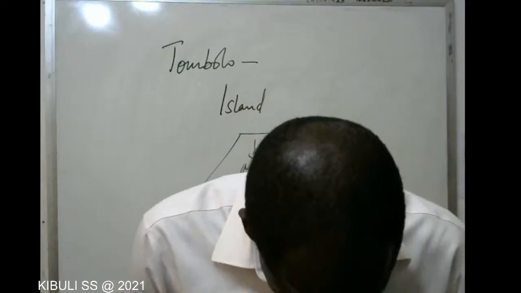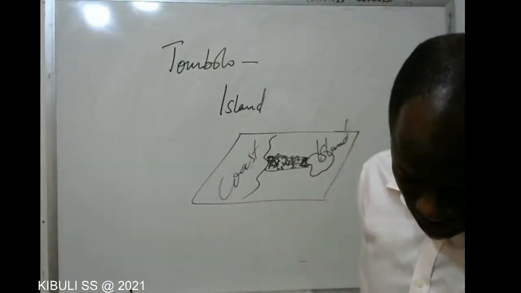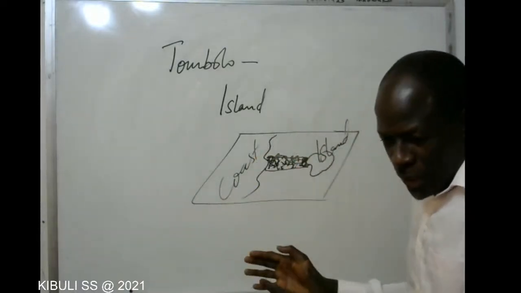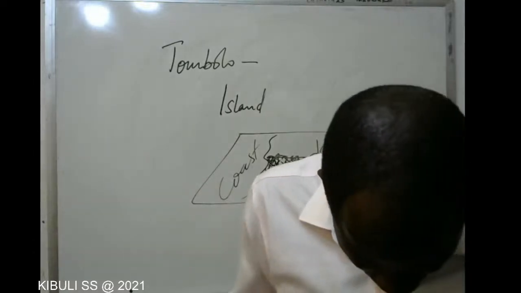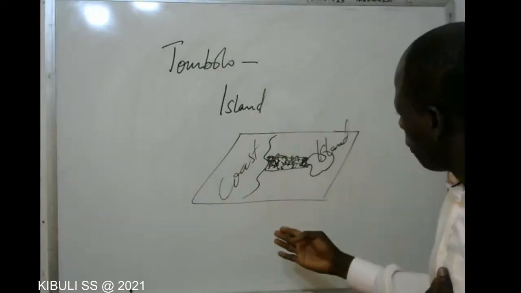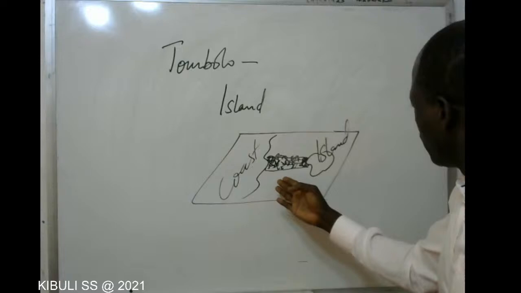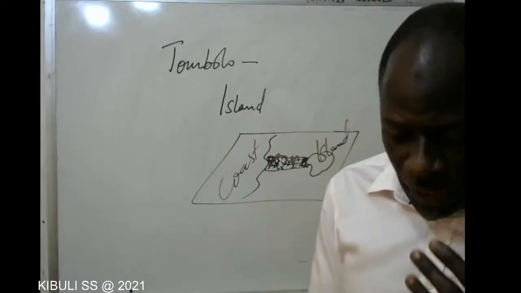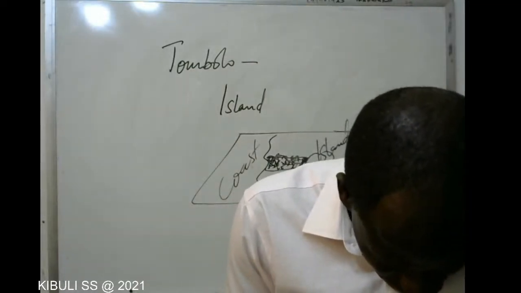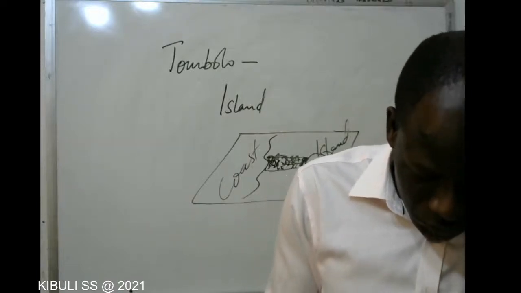So a Tombolo is just a ridge of sand, or a spit, that connects the mainland to an island. We are saying that it develops when a spit grows from the coast until it eventually connects to an island near the coast. And the example we have here in East Africa can be seen at Lambu on the shores of Lake Victoria.